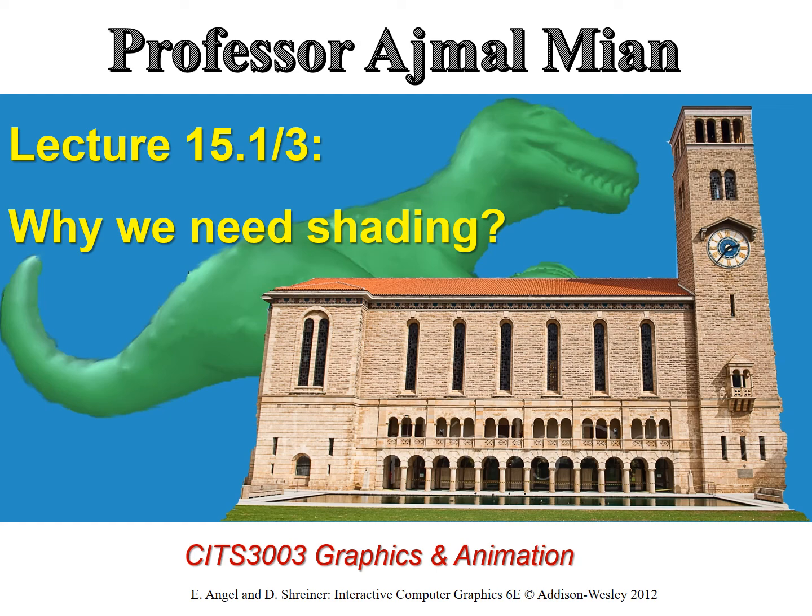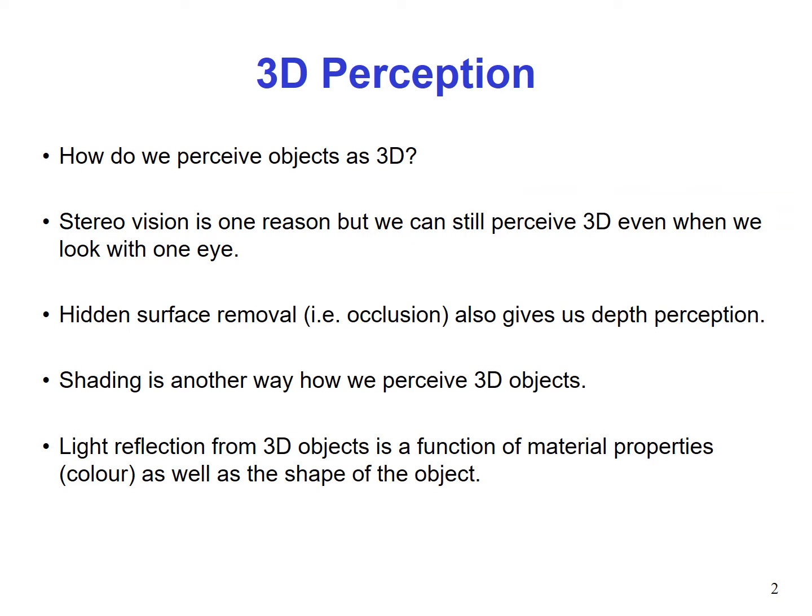In this lecture, we will study why we need shading in computer graphics. How do we perceive 3D objects? What tells us that the object that we're looking at is in fact 3D and not a flat surface with a painting of some appearance on it?